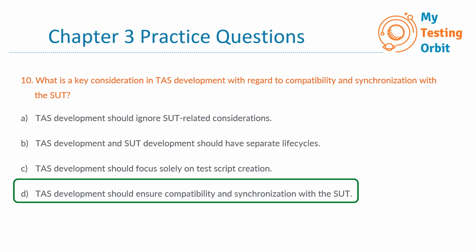Option B, TAS development and SUT development should have separate life cycles. This option is also incorrect because TAS development and SUT development should align and interact to ensure effective testing. Option C, TAS development should focus solely on test script creation. This option is incorrect as well. While test script creation is a part of test development, it is not the only consideration. Compatibility and synchronization with the SUT are also very crucial.